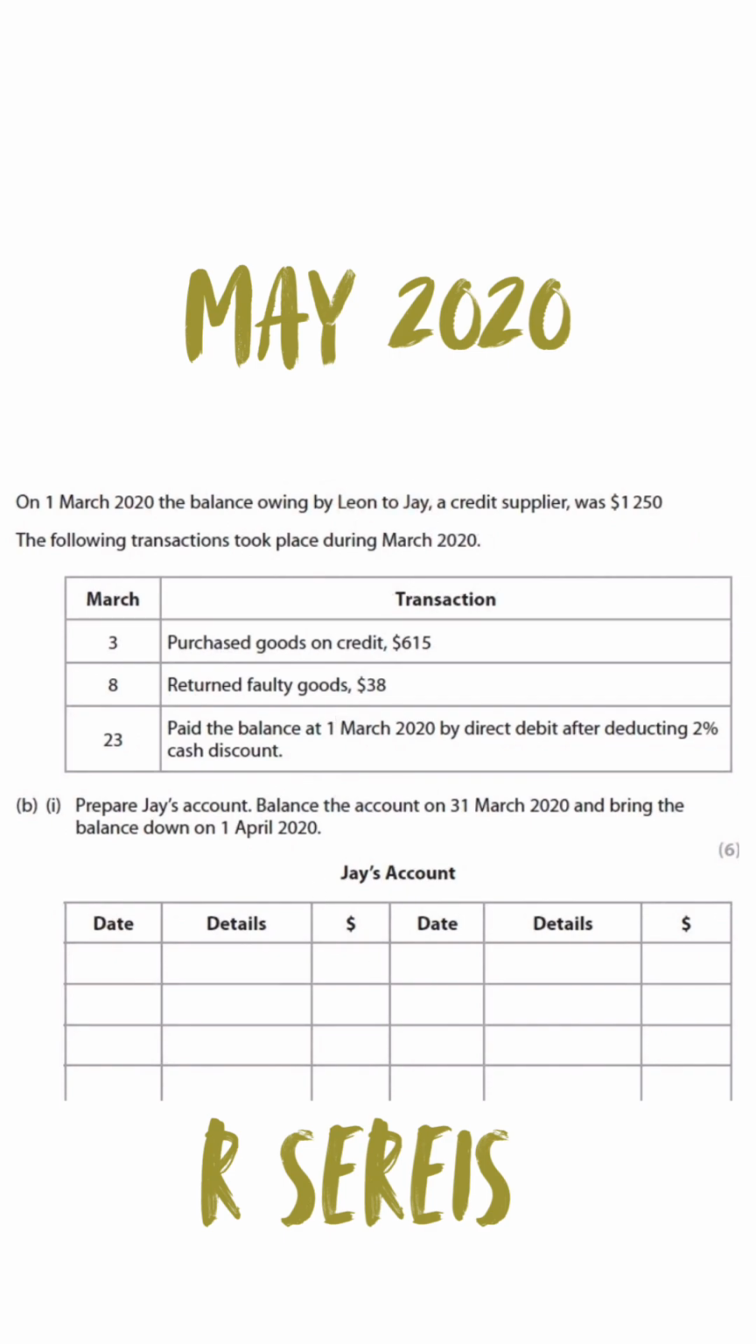Before we move forward, you need to know that such questions are asking to make individual supplier or customer account. Your first job is to identify whose account the question asks to make. This question is asking to make J's account.